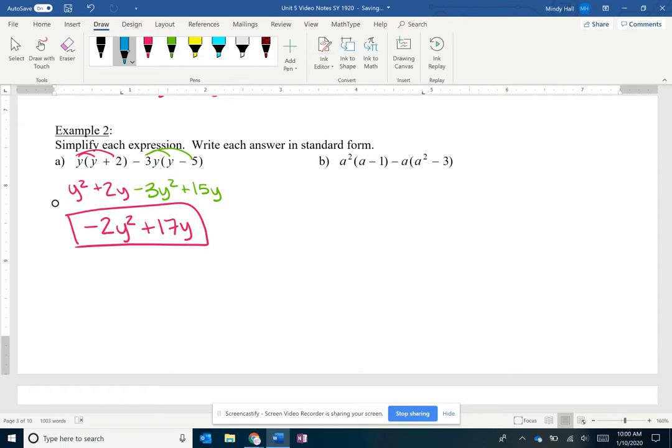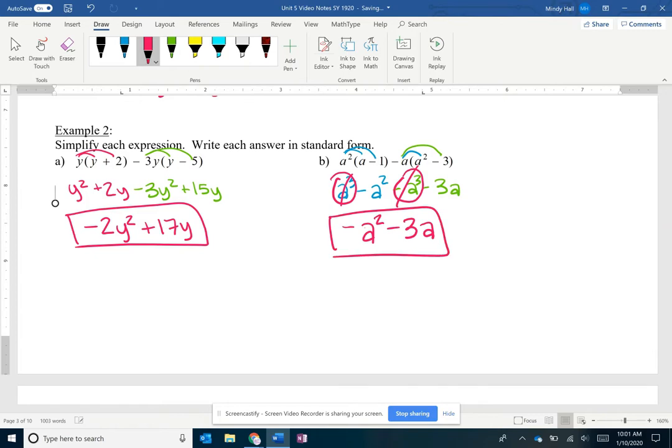For the next one, a squared times a is going to give us a cubed, and a squared times negative 1 gives us negative a squared. Then negative a times a squared gives us negative a cubed, and negative a times negative 3 gives us positive 3a. Now with this, the a cubes end up canceling each other out because one's positive and one is negative. So we end up with negative a squared plus 3a.